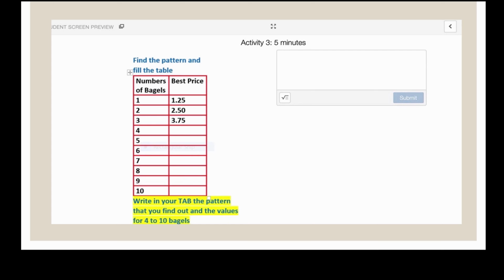In this student activity number 3, the students have to analyze the data from the table to find out the numerical pattern to fill in the missing information in the column best price. And they have to write their answer on the tab following my sentence starter highlighted in yellow.